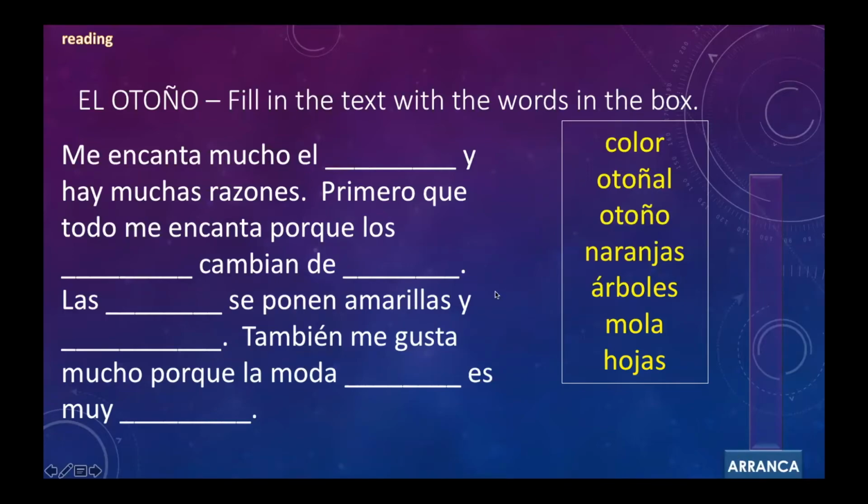And your time is up. How did it go? Now then, let's read and find the right word.